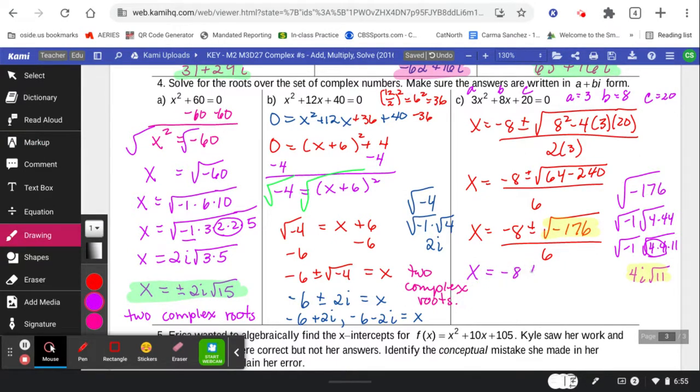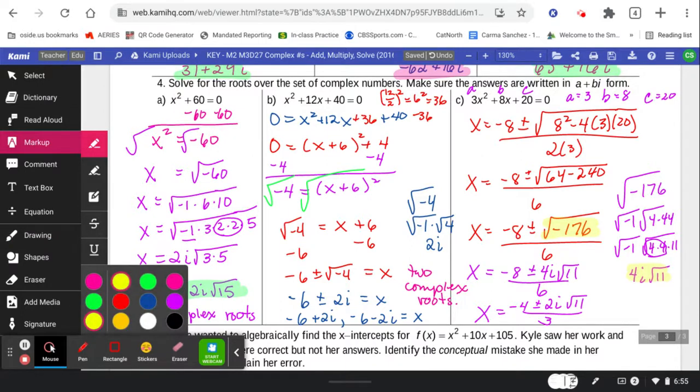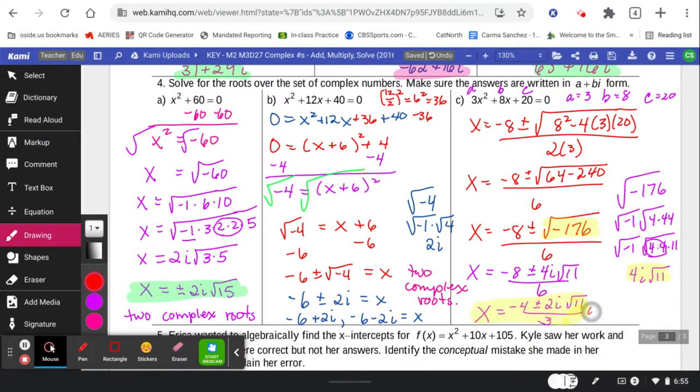So we get negative 8 plus or minus 4i root 11 over 6. And in our final step of simplification, 2 divides into everything. So we say negative 4 plus or minus 2i root 11 over 3. There are my two complex roots. How'd you do? If you wanted to split this up, you could have written it as negative 4/3 plus or minus 2i root 11 over 3. Both of those answers would be acceptable.